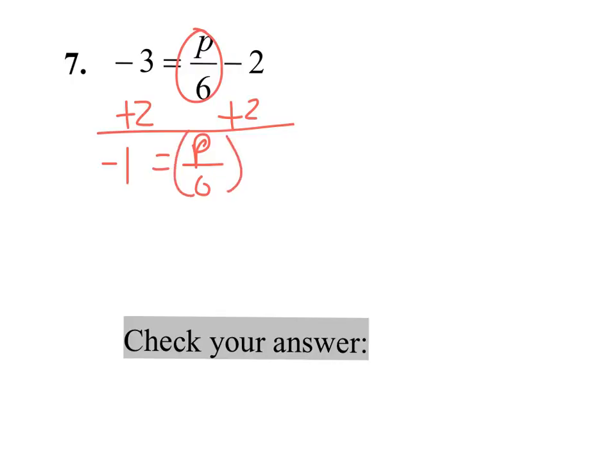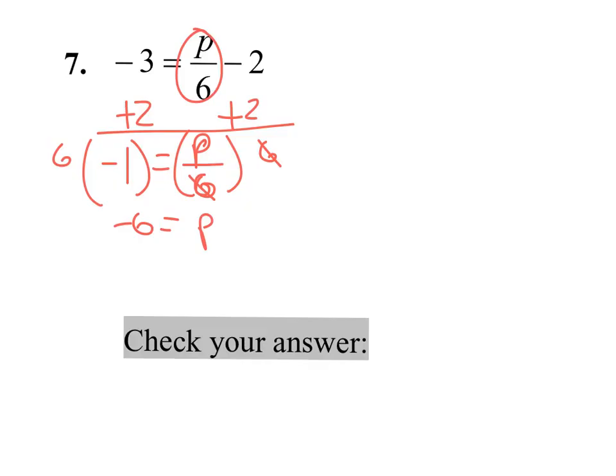Now we're going to multiply both sides by 6, because that's the opposite of dividing by 6. So dividing by 6, multiplying by 6 cancels out, which leaves me with p equals 6 times negative 1. That's negative 6. Let's go ahead and check our solution and see if this works.